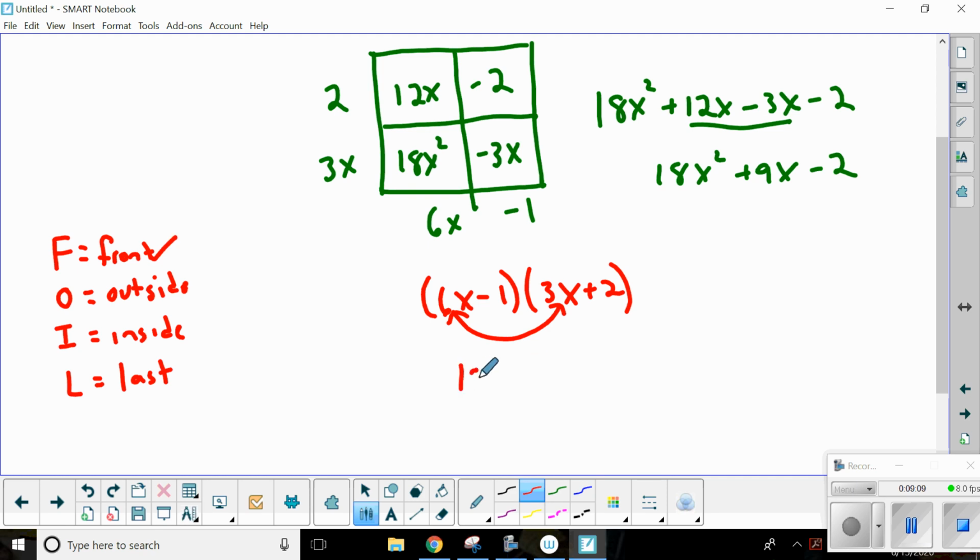6x times 3x is 18x squared. You're going to multiply the outside terms together. 6x times 2 is plus 12x. You're going to multiply the inside terms together. Negative 1 times 3x is minus 3x. And then you're going to multiply the last terms together. Negative 1 times 2 is negative 2.